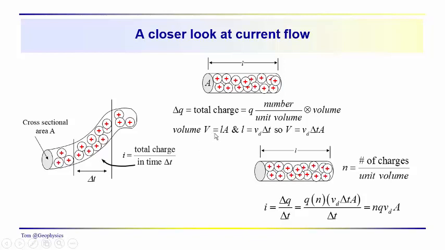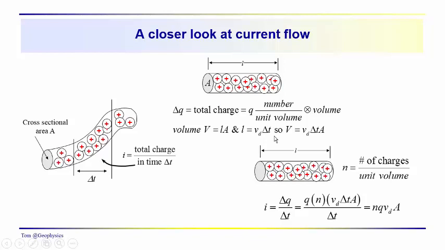And the volume is just going to be equal to the length times the area up here. And L is just going to be equal to the drift velocity on average. These particles are going to be bouncing around very quickly, but on average, when we set up a potential difference between this end and this end, they will move as a whole. They will drift at a certain rate, at a certain drift velocity.